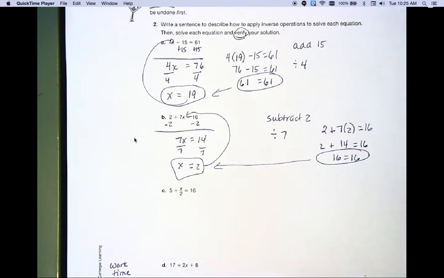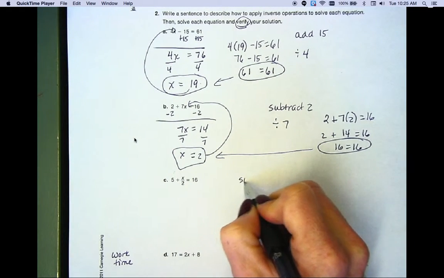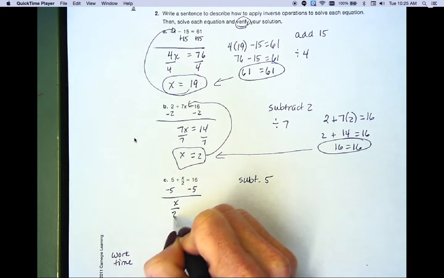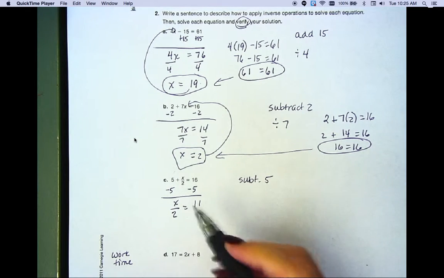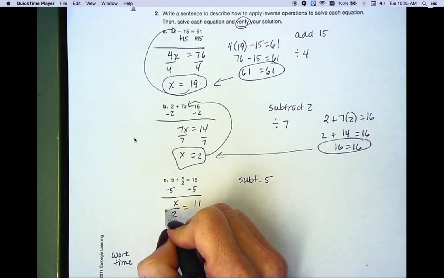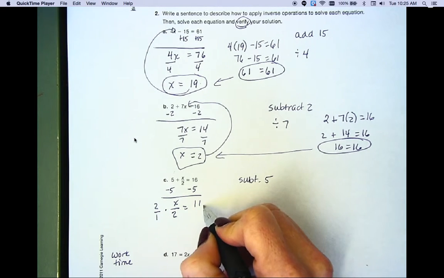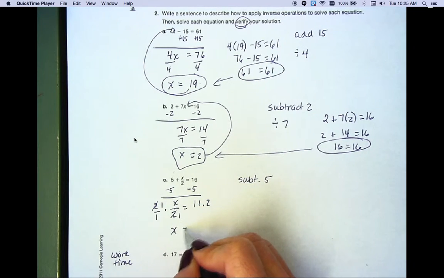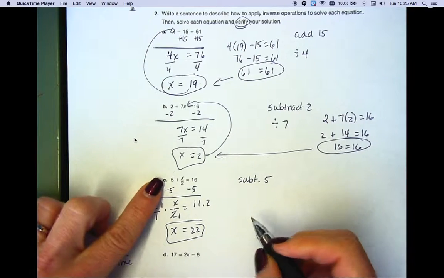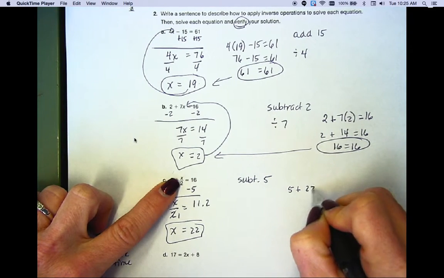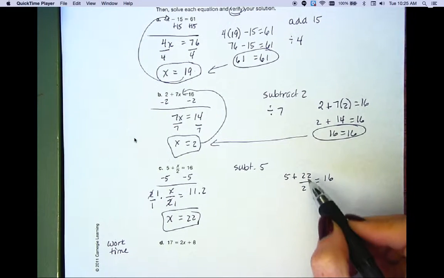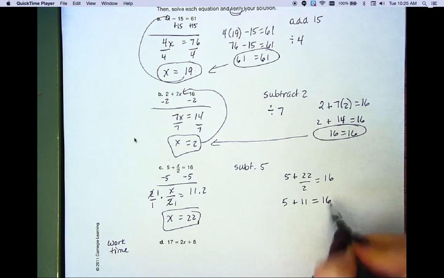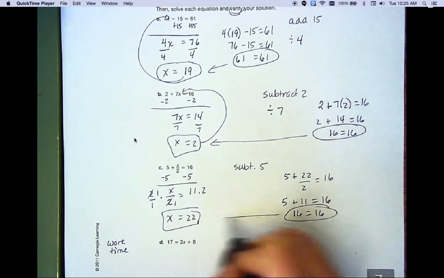Let's try one more problem. Here I'm first going to subtract 5 from both sides. So I get x halves equals 11. Now remember, this means x divided by 2. So I'm going to multiply by 2 over 1. But if I do that to one side, I have to do it to the other. So this simplifies to give me x equals 22. So now I'm going to check it. 5 plus 22 halves equals 16. Order of operations, I have to divide before I add. So 5 plus 11 equals 16. 16 equals 16, so I'm correct.